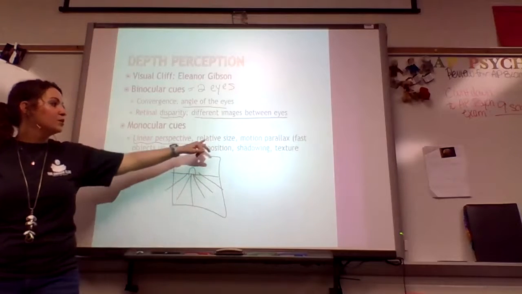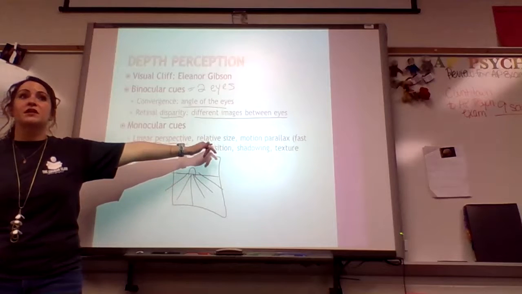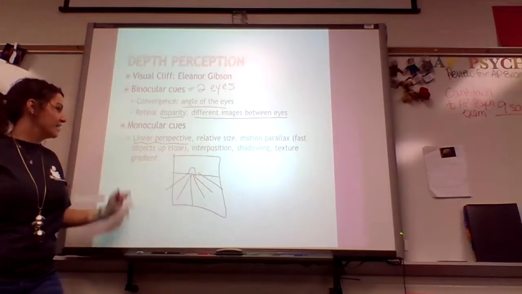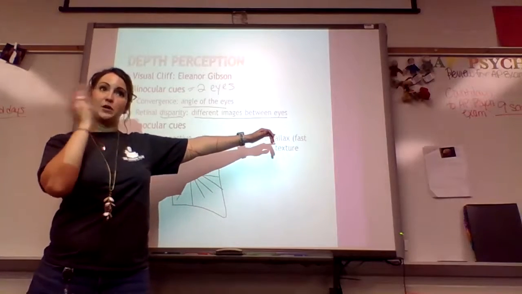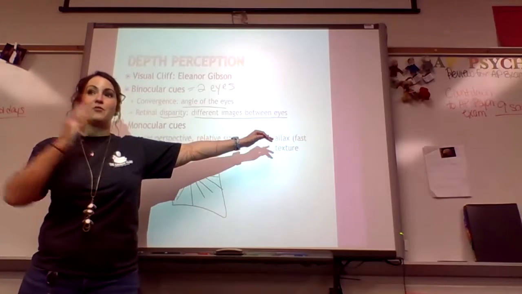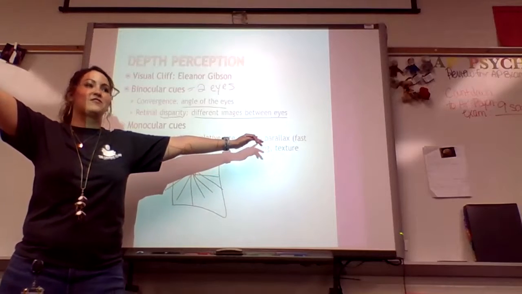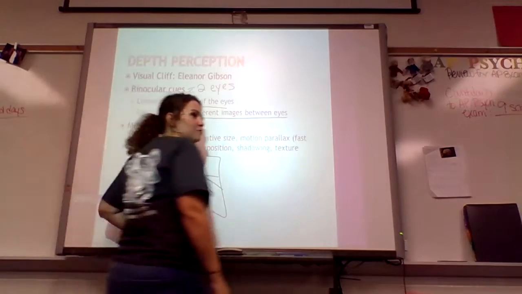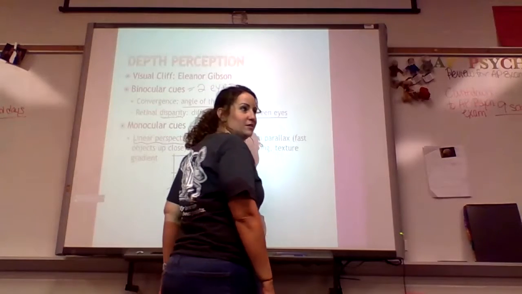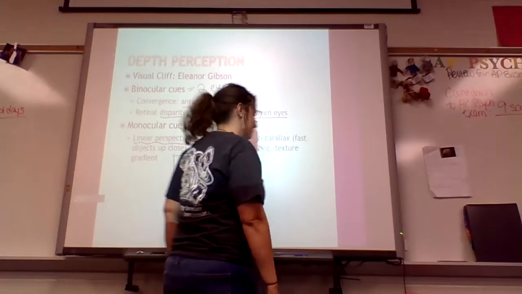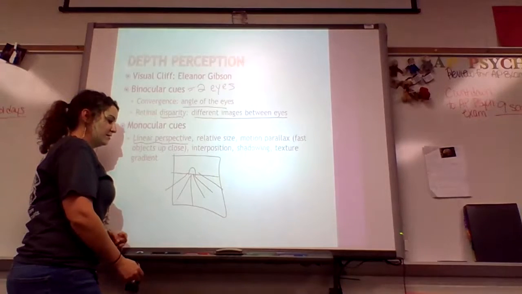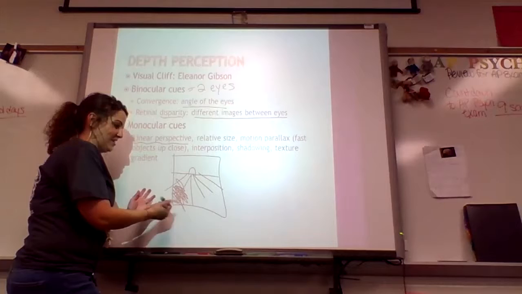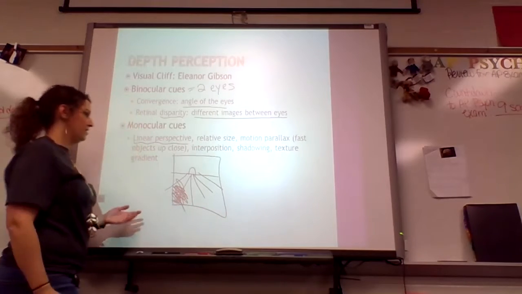But relative size: if something that is the same size looks bigger, it's close. If something is going really, really fast past your window, it's close. That's why you never pass the sun. It's really far away. And then interposition: I am physically blocking some of your view, so I must be closer than the board. Shadowing: look how far away this dark shadow is from this light area. Texture.